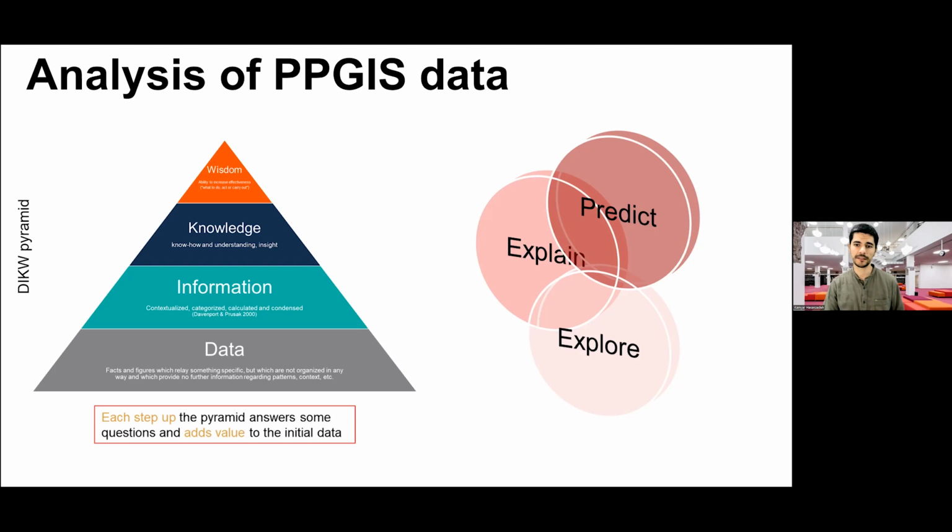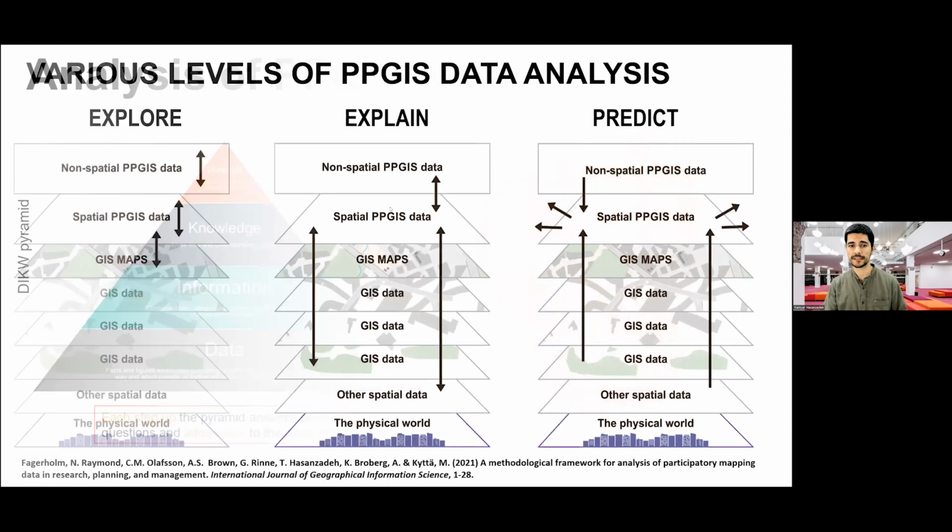So we simplified this pyramid into three phases of analysis, which we call explore, explain, and predict. You do some simple analysis, you explore your data, you often see some kind of pattern in your data, and with some analysis, you can explain the potential reasons for these patterns. And if you do good enough analysis, you might be able to predict things for areas where you don't have data from, or for the future. So that's how we have simplified our approach to PPGIS data analysis.